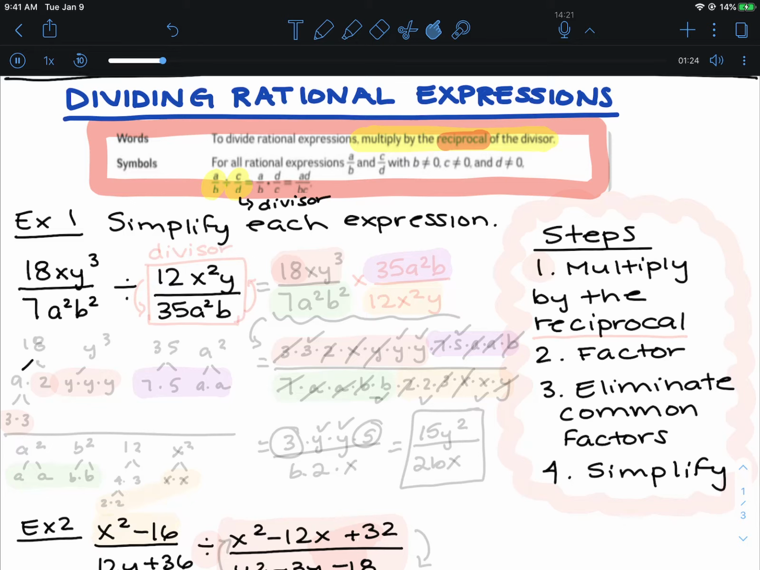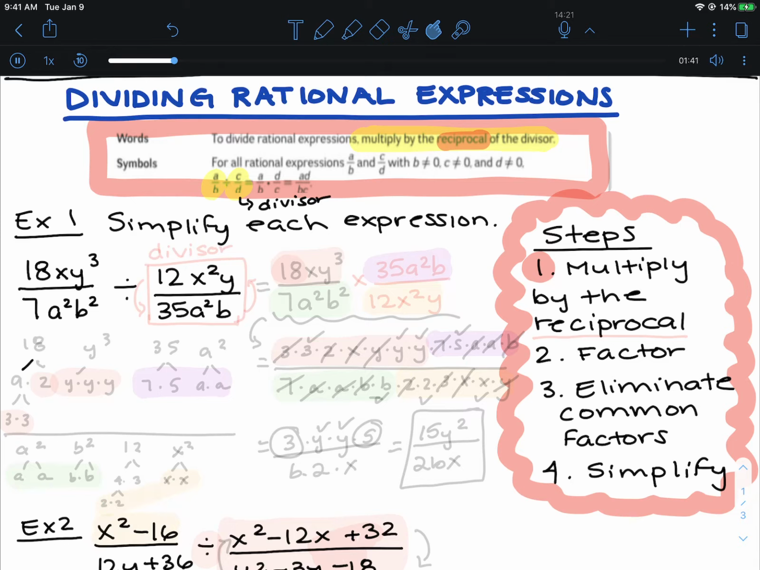So with that being said, I gave you some steps right here to follow. These are going to be our steps for today, which just includes one additional step, and that's part 1, to multiply by the reciprocal. The second step is still the same. We factor, we eliminate common factors, and then we simplify.